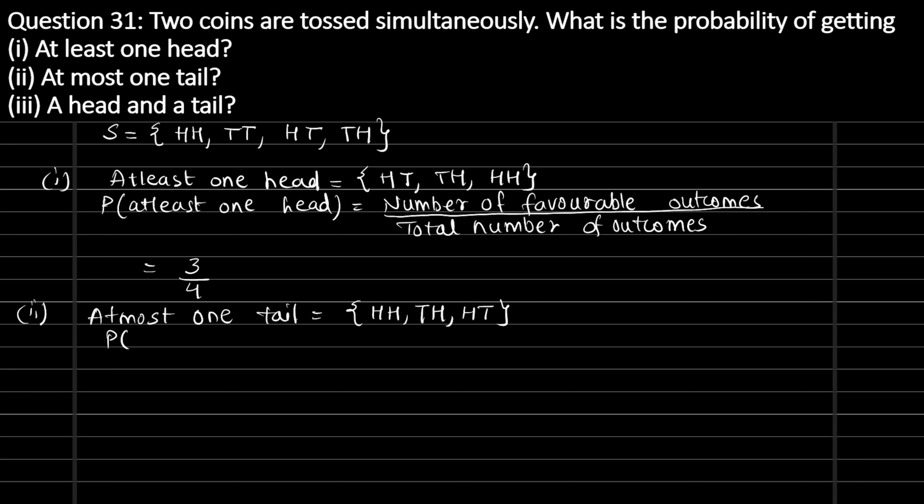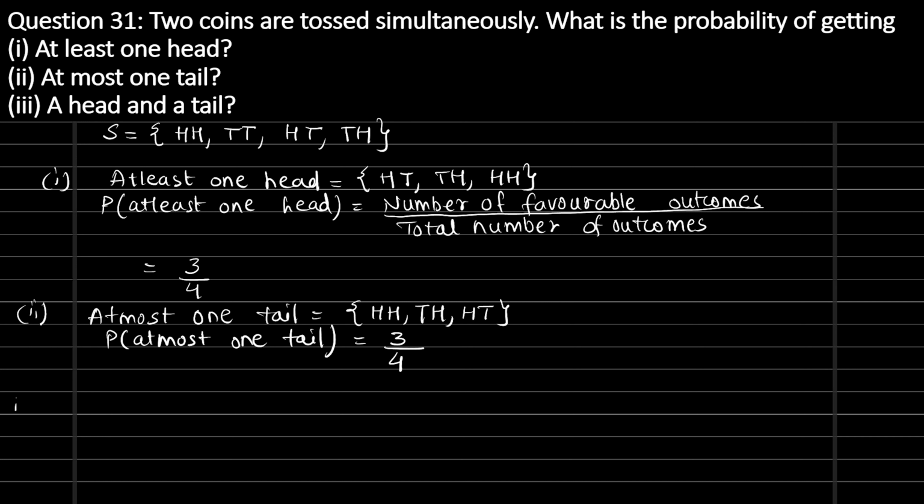Again, the probability of getting at most one tail will be equal to number of favorable outcomes divided by total number of outcomes. As you can see, number of favorable outcomes in this case is 3 and total number of outcomes in the sample space is 4.